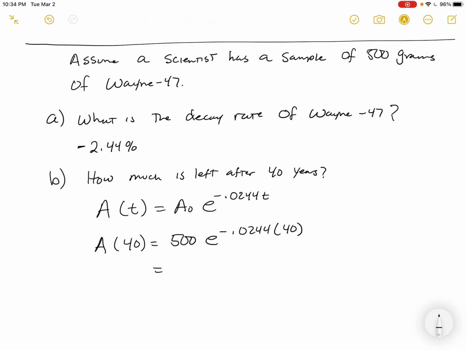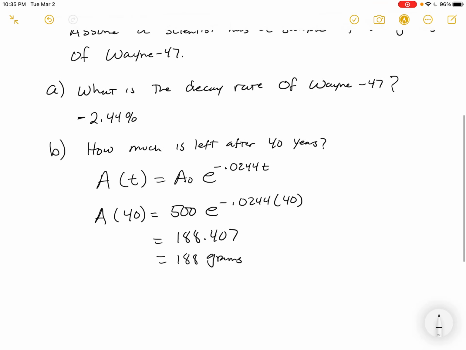Just grab our calculator. 500 times. Get your e to a power on your calculator. So there's no way to do this by hand. You'll need a calculator. There's my e button. I couldn't find it at first. Then I'm going to type in negative 0.0244 times 40 in those parentheses that it formed. And I'm looking at 188.407. It asked me to round it to the nearest whole number, so I'm going to say 188 grams. So after 40 years, we'll have 188 grams.